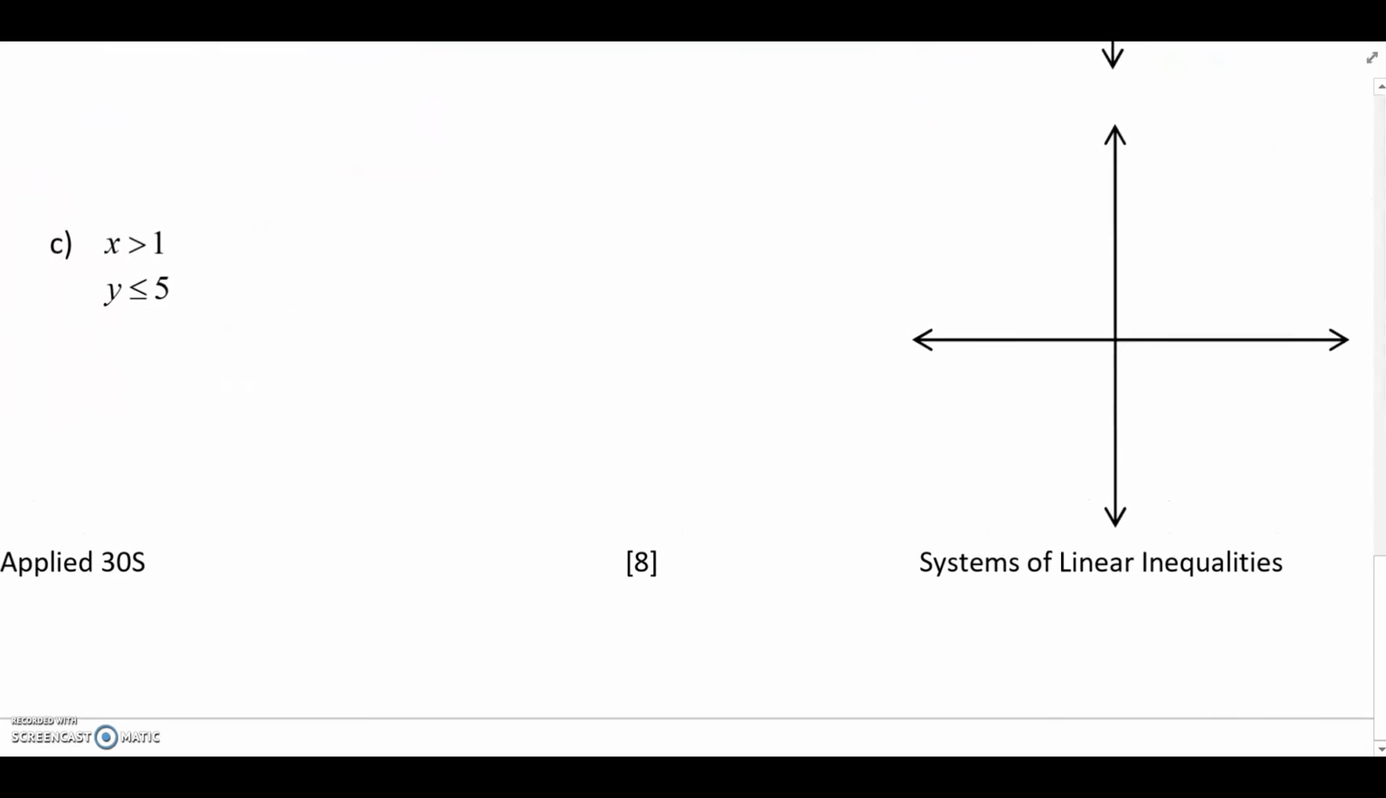So example C looks a little bit different. We've got x is greater than 1 and y is less than or equal to 5. And if you can remember, if you have x equals a value, that means that value has to cross the x-axis at 1. So that would be a vertical line at 1, and y less than or equal to 5. If that was an equal sign, that would mean that we've got on the y-axis that value 5. So that would be a horizontal line.